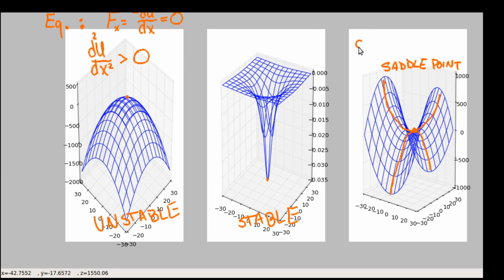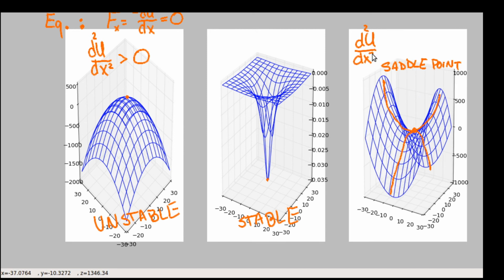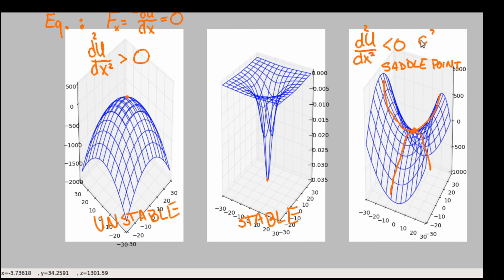has d squared u dx squared less than 0, but d squared u dy squared greater than 0. So this kind of point is stable in one direction, but unstable in the other direction, which ultimately makes it not stable.